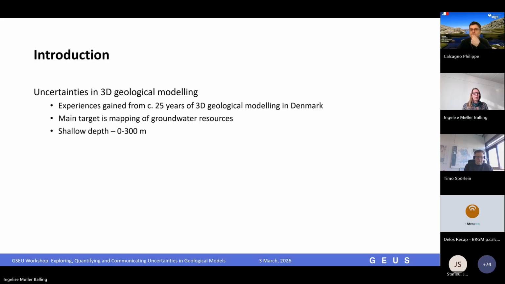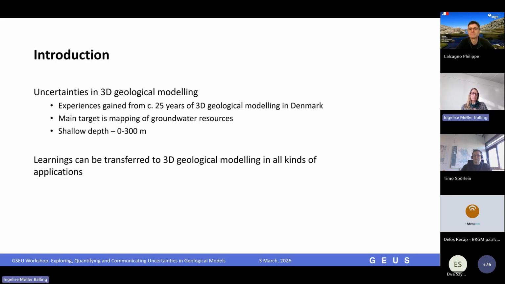In the 3D Geological Modeling group at the Geological Survey, we are working on methodologies for assessing uncertainties in 3D geological modeling. We build on experiences gained from about 25 years of geological modeling in Denmark. The main target has been the mapping of the groundwater resources, and therefore the target depths have been around the upper 300 meters of the ground. Our learnings are general and fundamental and can be transferred to every kind of application.